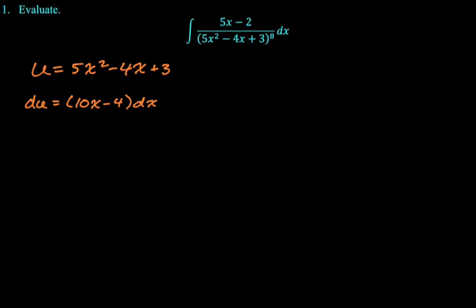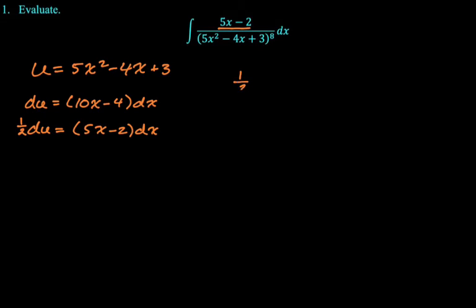Now, when you look at the original problem, you don't have 10x minus 4, you have 5x minus 2, but 10x minus 4 is a multiple of 5x minus 2. If I divide both sides of my du, my differential, by 2, I'm going to get what I need. So 1/2 du is equal to 5x minus 2 dx. So we can make direct substitutions. We have to sub in for 5x minus 2 dx. That's going to be 1/2 du.